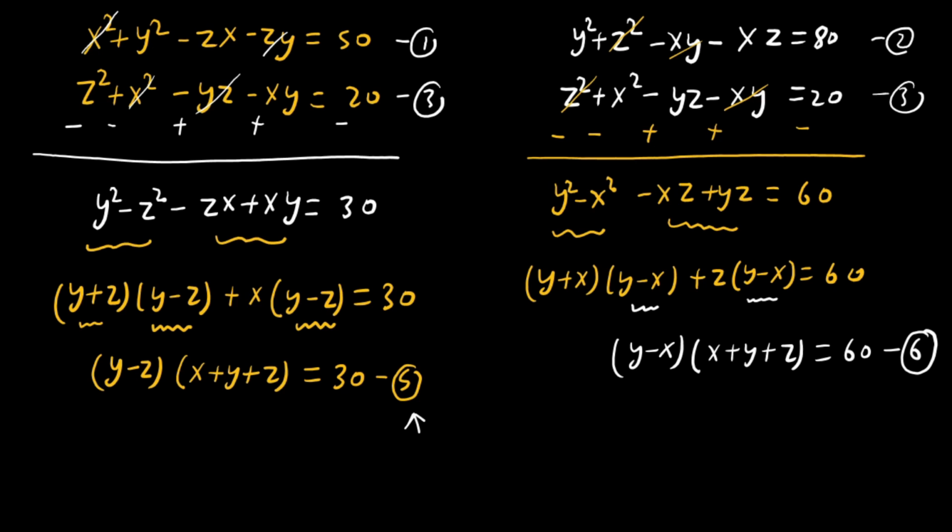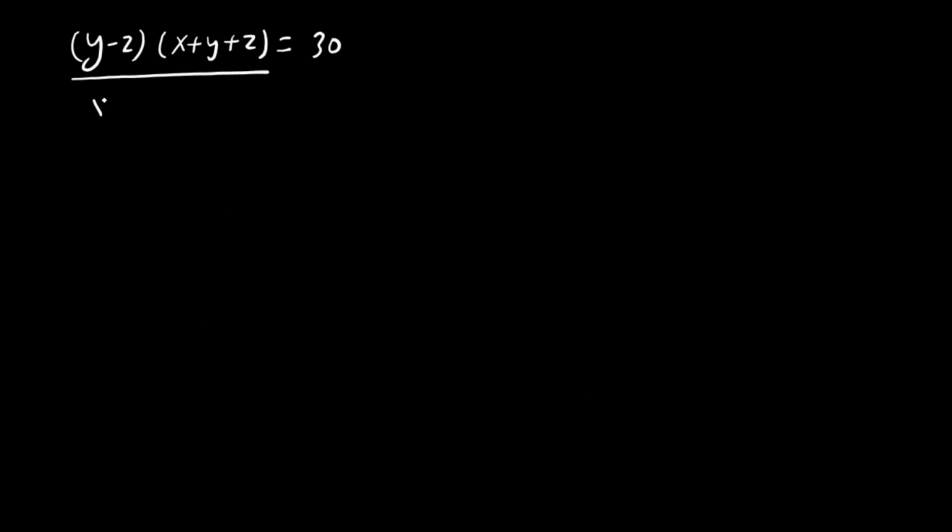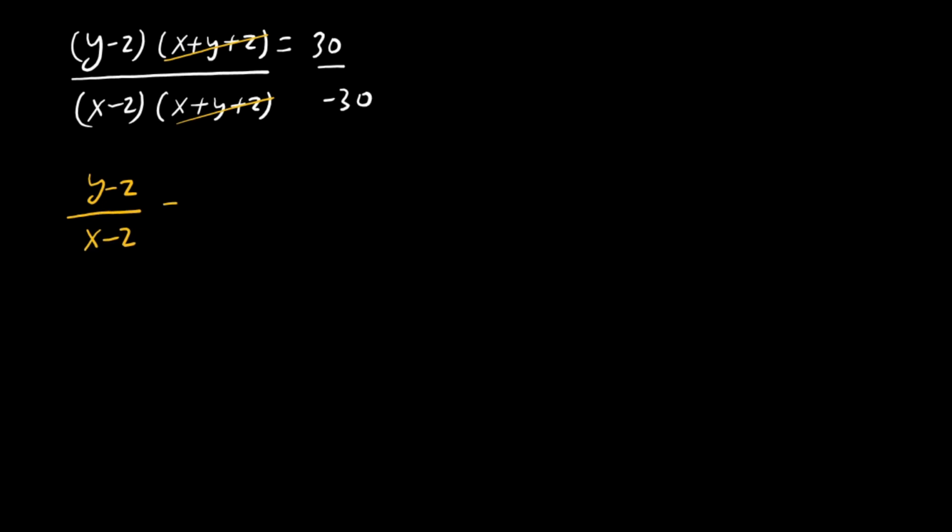by x plus y plus z, and this is equal to 30, divided by equation number 4, which is x minus z times x plus y plus z, divided by minus 30. Then this x plus y plus z and this x plus y plus z cancel out. Then in the left hand side we have y minus z divided by x minus z, and this is equal to 30 divided by minus 30, then we get minus 1.